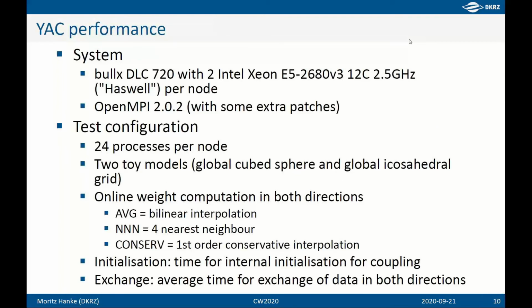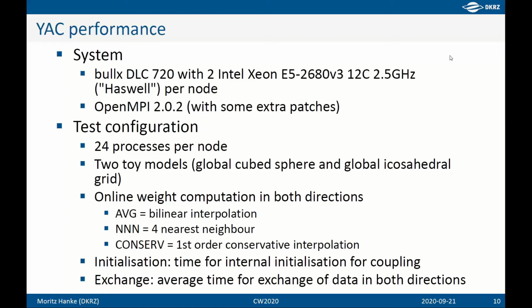I did some performance measurements on a system that we have locally that has 2 Xeon Haswell processors per node. I had to use an old version of OpenMPI, because all other versions or MPI implementations are either too slow, too buggy in respect to MPI data types, which I use quite heavily, or don't work on our system. My test configuration consisted of 24 processes per node, and I used a toy model with 2 models, one using a global cube sphere grid and the other a global icosahedral grid.